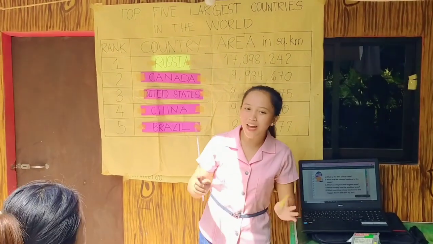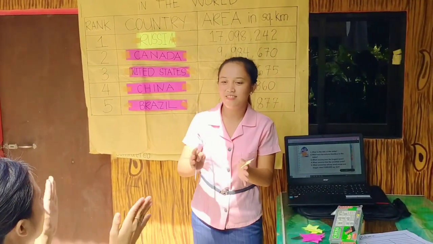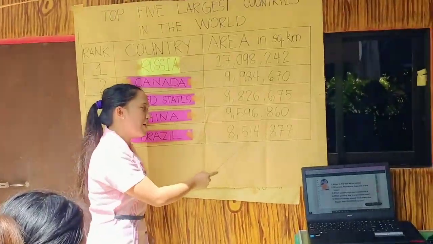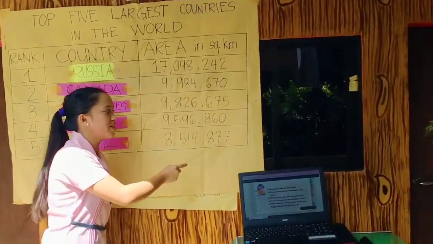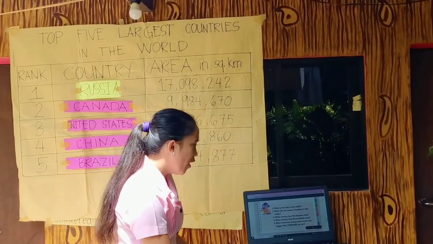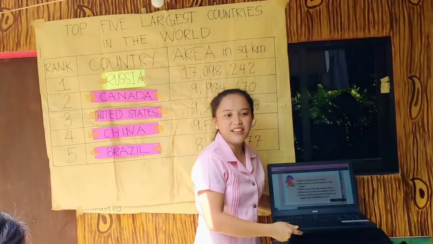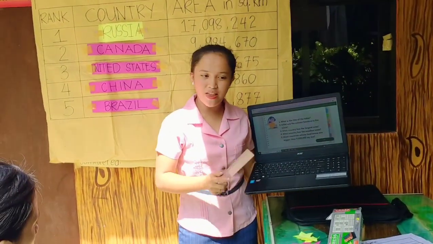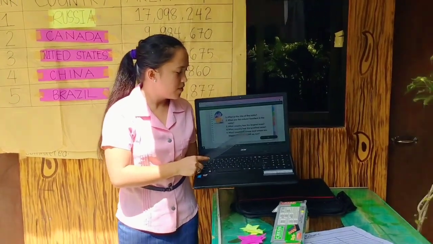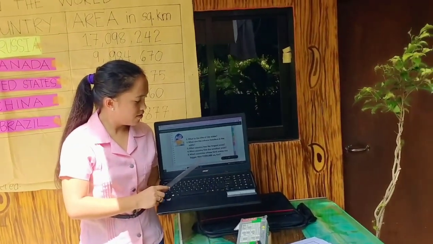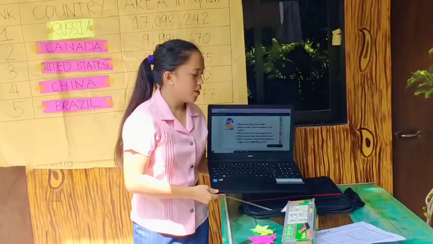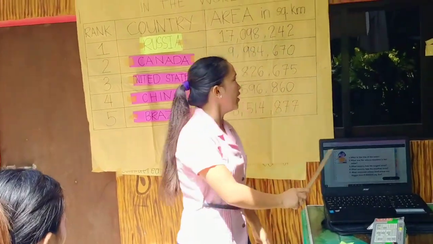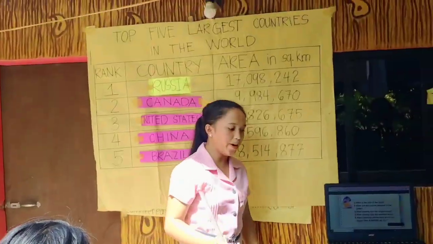Let's give Mary Jane 5 claps. 1, 2, 3, 4, 5. Brazil has the land area of 8,514,877. And now for the last question, the last but not the least. Number 5. Can you read it together? What countries whose land areas are bigger than 9 million square kilometers? Okay, what countries whose land area are bigger than 9 million square kilometers?